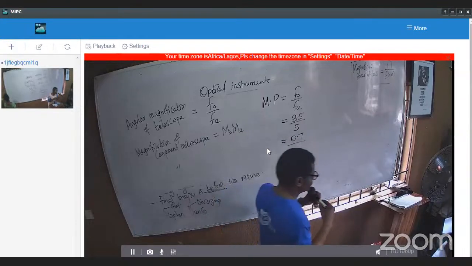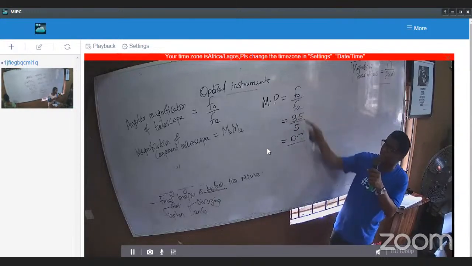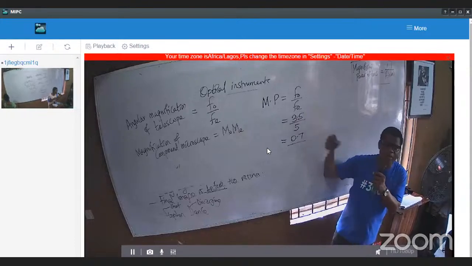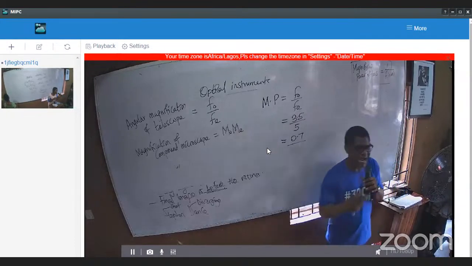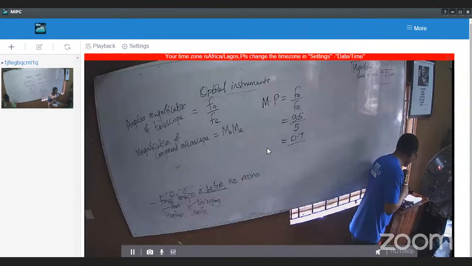This is a very useless telescope. Why is it useless? The focal length of the objective should have been higher than that of the eyepiece. That's why it doesn't have angular magnification greater than 1. For a good telescope, the objective focal length should be longer than the eyepiece. That's what they gave us, so we cannot question their question. Number 2.